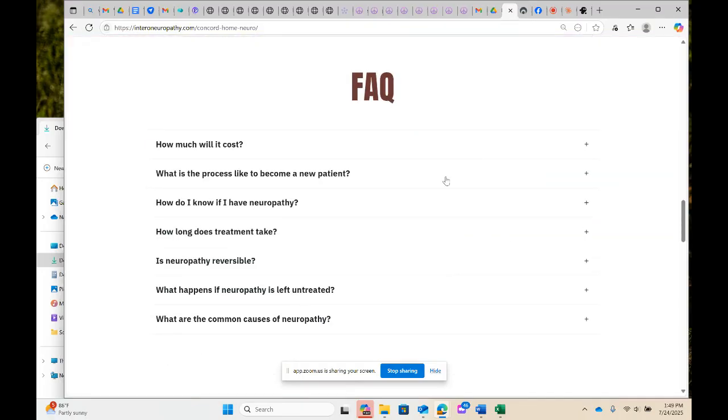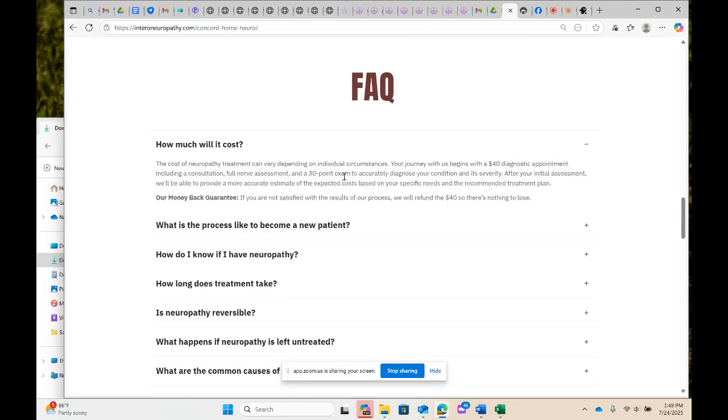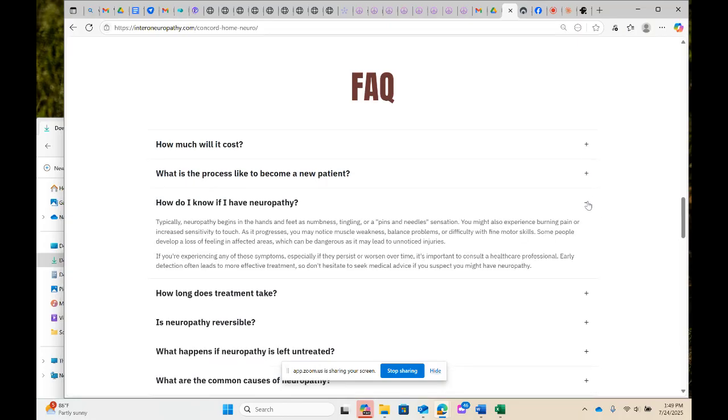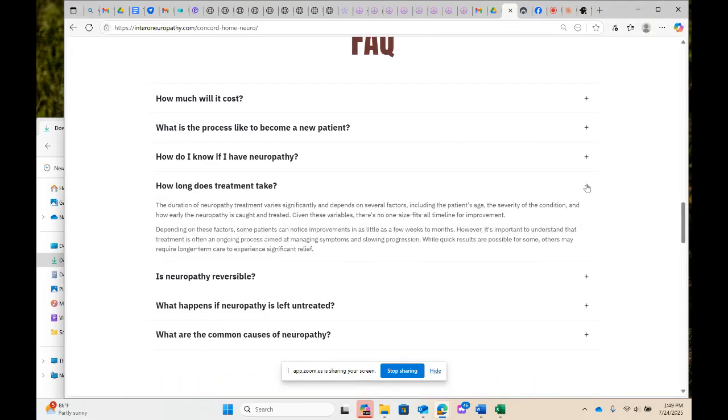FAQs, because these could also all be turned into videos. So how much is it going to cost? The cost of neuropathy treatment can vary depending on whatever. I would have a series of videos. What's the process of being a new patient like? $40 diagnostic, so people know that. How do I know if I have it? Numbness, tingling, pins and needles sensation, burning pain. As it progresses, you notice muscle weakness, balance problems, difficulty with fine motor skills. Okay. So these would be second level videos. So literally they're doing this for ad content. They could basically have ad content for an entire year.